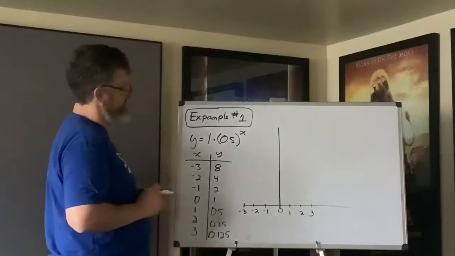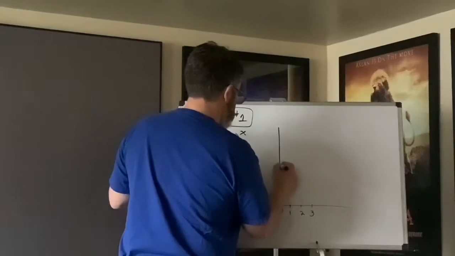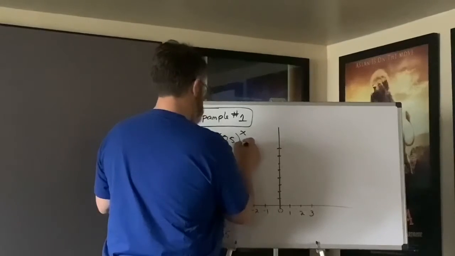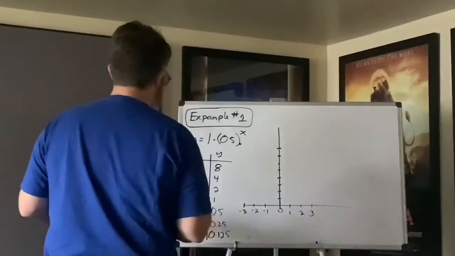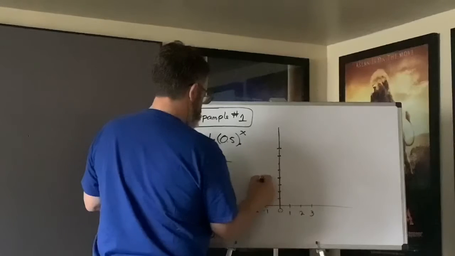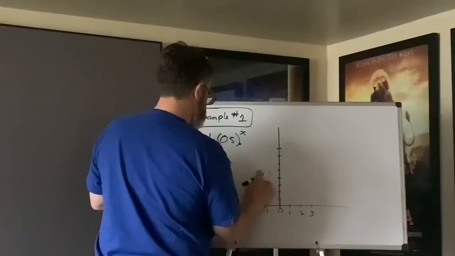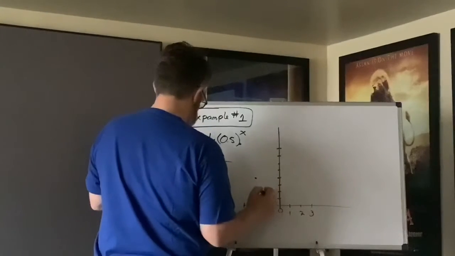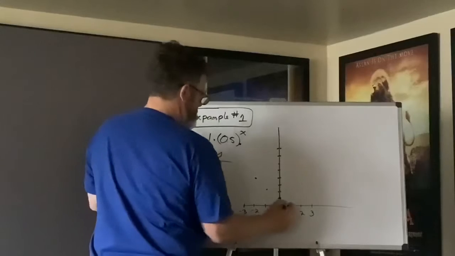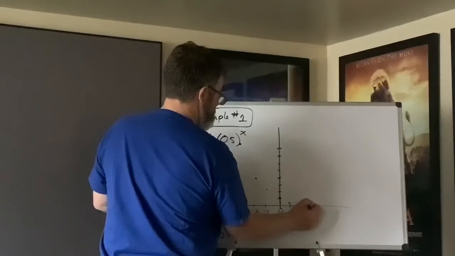Now here's another thing that's interesting. I'm going to go up 1, 2, 3, 4, 5, 6, 7, 8. And so we have -3, 8. There's one of our points. Then -2, 4. 1, 2, 3, 4. Right about there. -1, 2. Right about there. It looks like this one needs to be slid over just a little bit that way. 0, 1, which is what we would expect. That's our y-intercept right there, right? 1, 0.5. Right there. 2 is down to 1/4. 3 is down to 12.5 cents.